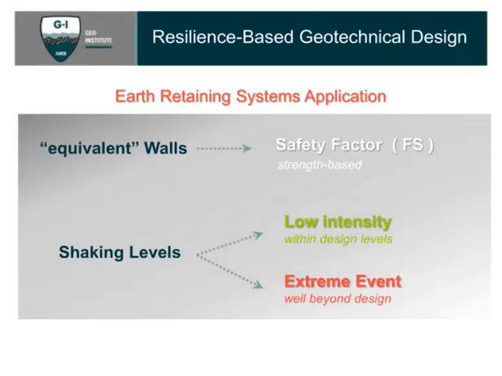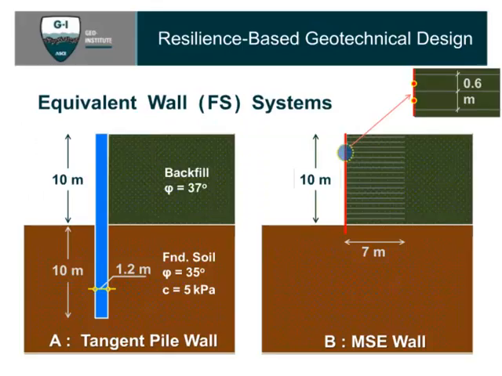And we subjected those to two different levels of shaking: a low or moderate level of shaking that's to be expected within design levels, and an extreme event that is well beyond design. Here are the two systems. On the left, you see a conventional tangent pile wall system. And on the right-hand side, you see a mechanically stabilized earth wall system.